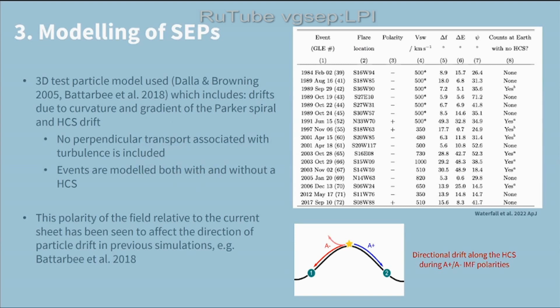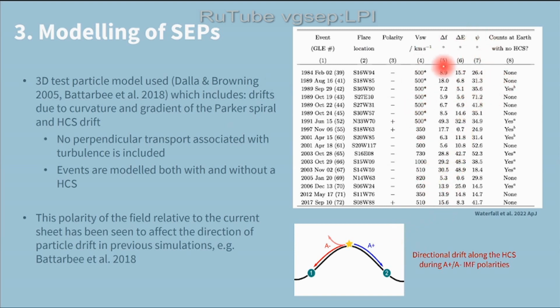We've modeled 17 GLEs that occurred between the 80s up to 2017, and we modeled each of them with and without a current sheet to see how that affected the drifts. You can see there was quite a range of polarities. Most of them were A-. We had a few A+ ones here. That was mainly due to how we selected the events. We had a range of solar wind speeds.